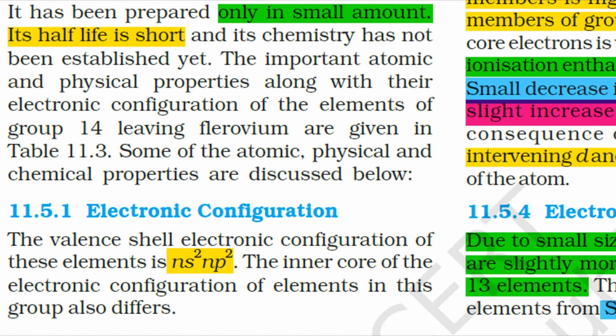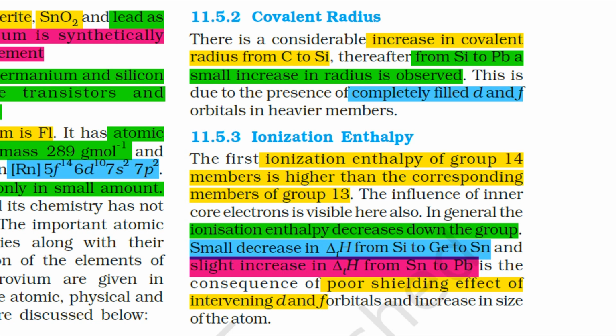Next is 11.5.1 electronic configuration. So the general electronic configuration of the carbon family is ns2 np2. So now let's see the next, 11.5.2 covalent radius. So covalent radius increases from carbon to lead, as you can see in the table also, but from carbon to silicon the increase in covalent radius is high, but from silicon to lead a very small increase in radius is observed.